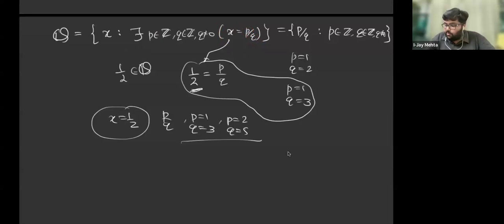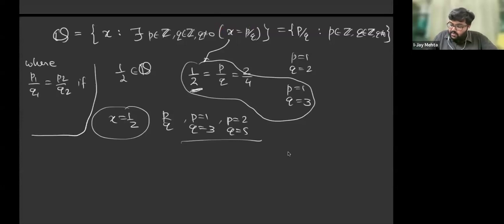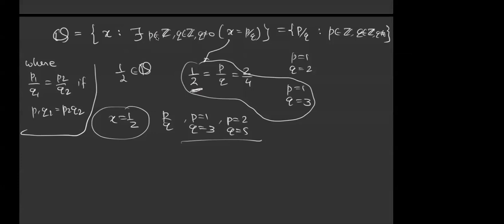So 1 by 2 is X. Then I have found P equals 1, Q equals 2. Of course, we have to add one condition here because I can also write this as 2 by 4. So what we say is where P1 by Q1 equals P2 by Q2. If this is the condition we add, P1 Q2 equals P2 Q1, then it is the same element, right? Or we also say that GCD is 1.